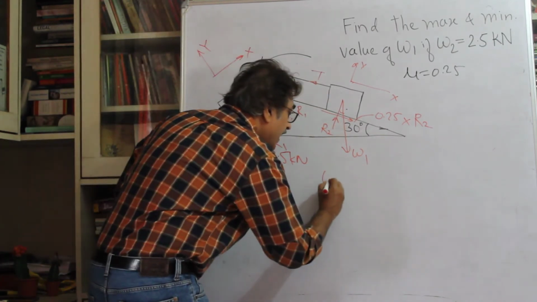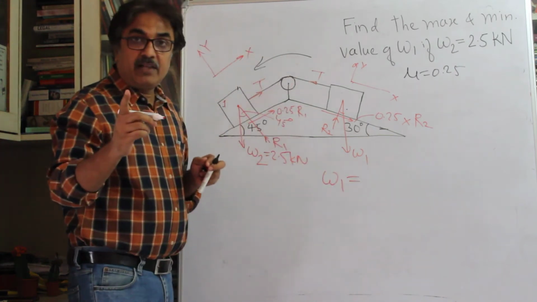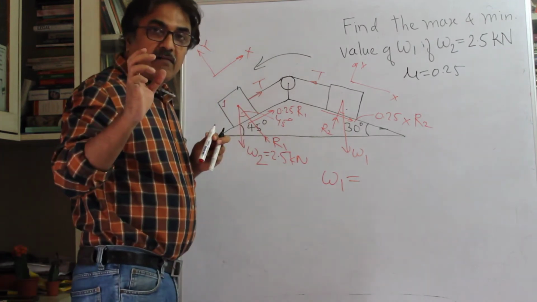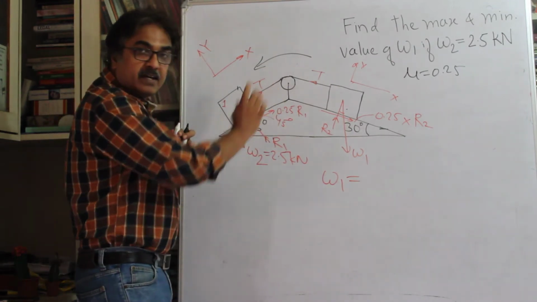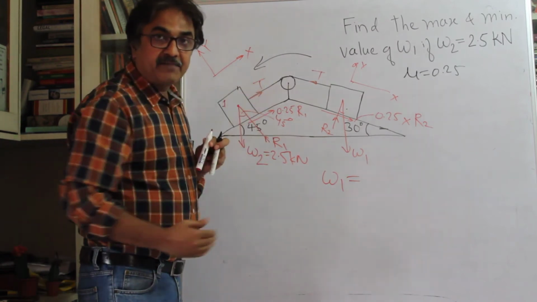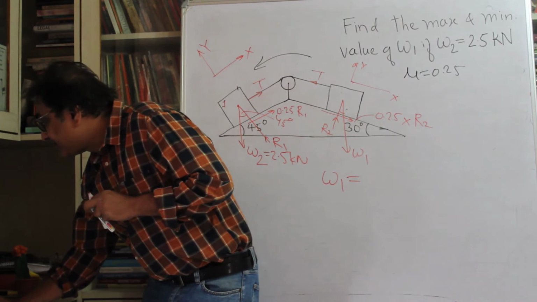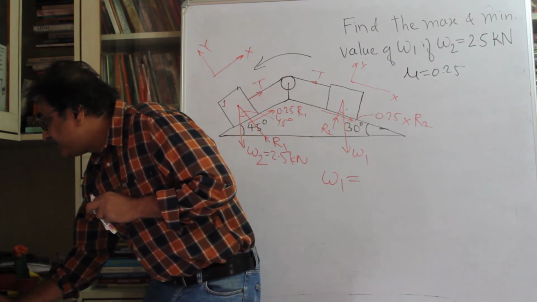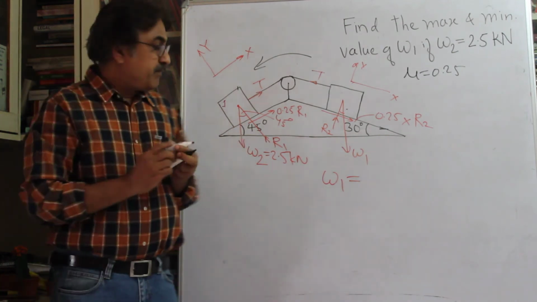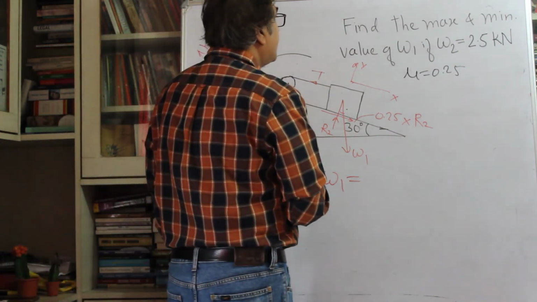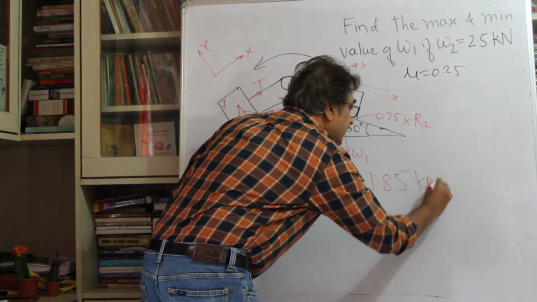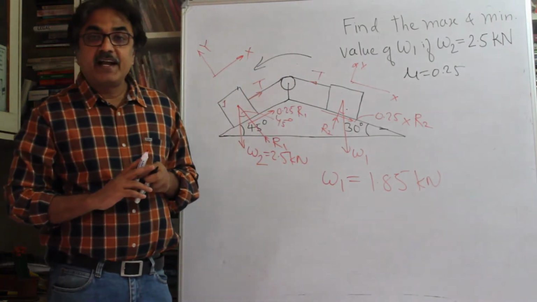This value of W1 is going to be the minimum value, as I just explained, because we are stopping this. This W1 is only required to stop this body from sliding downwards. We want to stop that. So that value is 1.85 kilonewtons.